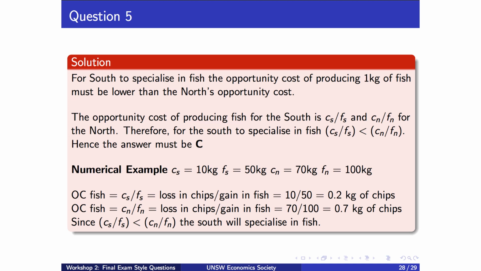For the laborers in the north, the opportunity cost of producing 1 kilo of fish is Cn over Fn, which is the loss in chips over the gain in fish. This can be calculated as 70 over 100, which is 0.7 kilos of chips. The south only has to give up 0.2 kilos of chips for 1 kilo of fish, whereas the north has to give up 0.7 kilos of chips. Since the opportunity cost of fish in the south is less than the opportunity cost of fish in the north, the south will specialize in fish production.